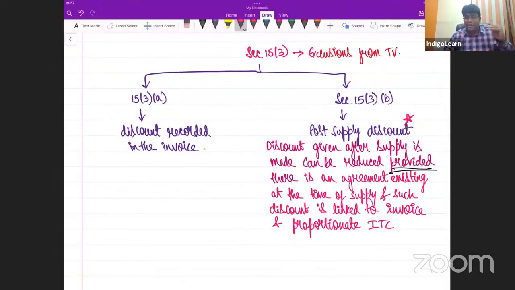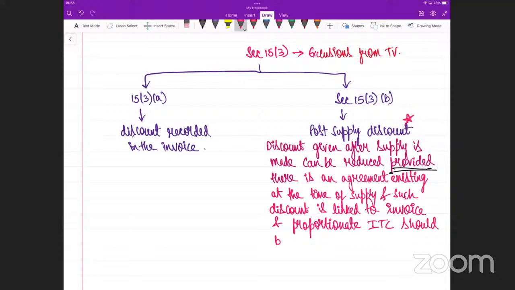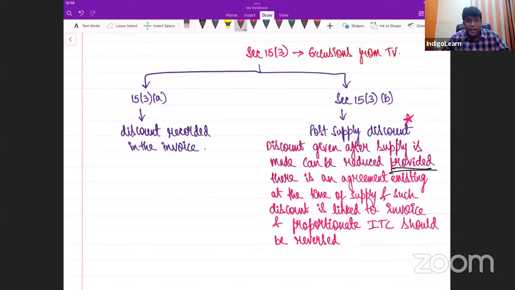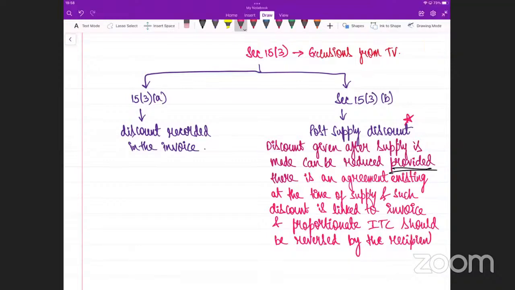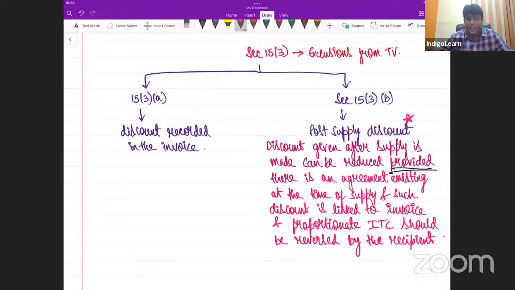Because output tax is coming down, input credit also should come down. Logic is simple, no? If output tax is coming down, input credit also should come down. See now, and proportionate credit should be reversed by the recipient. This language is a very important language.